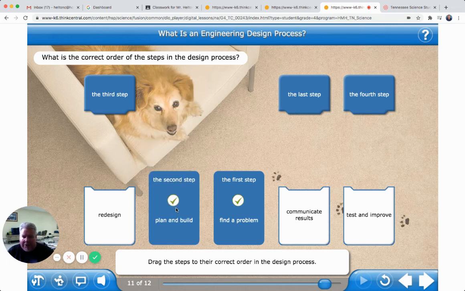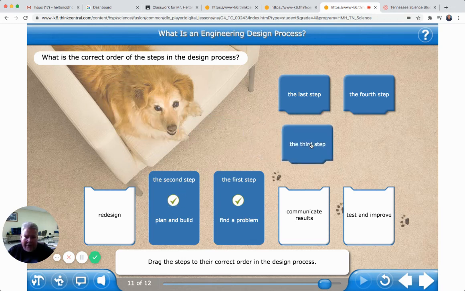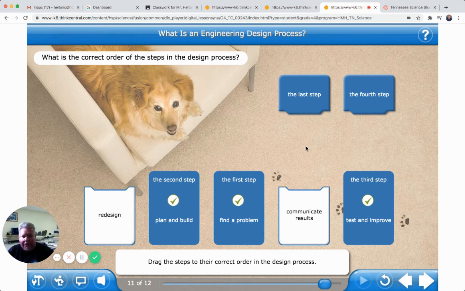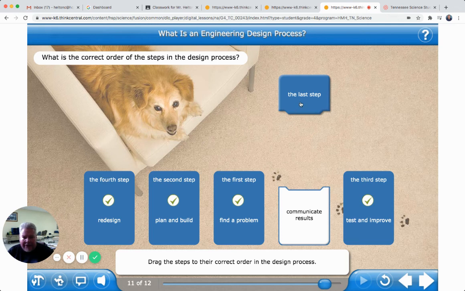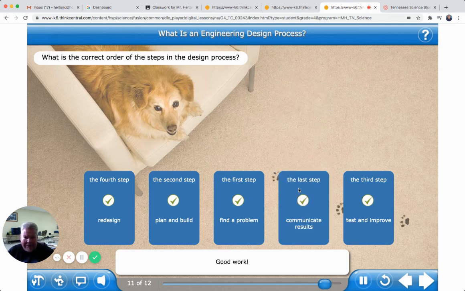After we plan and build, we've got to test what we built, don't we? I think the third step would be to test it. And then the fourth step, if it doesn't work, we have to redesign it. Then the last step, once we've got it working, we communicate. Good work. You know the correct order of the steps of the design process. First, you find a problem. Then you plan and build a solution. Then test and improve your solution. Then redesign, if necessary. And finally, communicate the results.